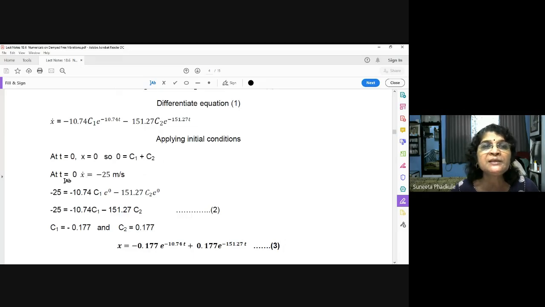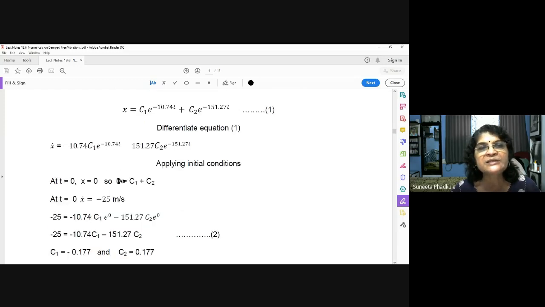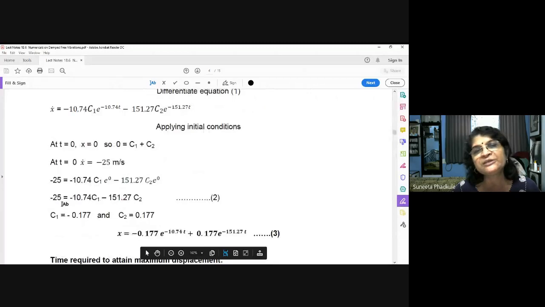Then you apply the second initial condition. At t is equal to 0, X dot is equal to minus 25 meter per second. Okay, so put the values here. This is X dot. So minus 25 is equal to minus 10.74 C1 into e raised to 0 minus 151.27 into C2 into e raised to 0. So what you will get? Minus 25 is equal to minus 10.74 C1 minus 151.27 C2.